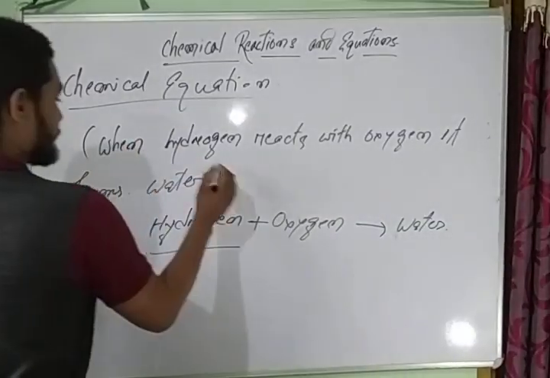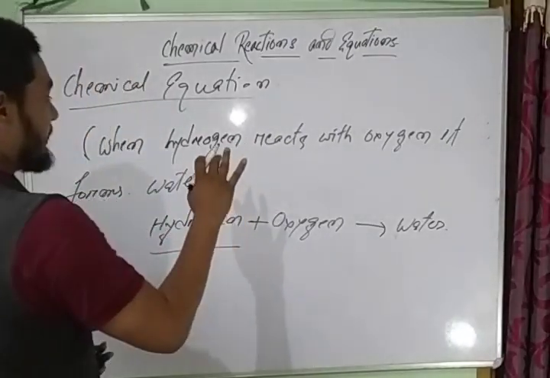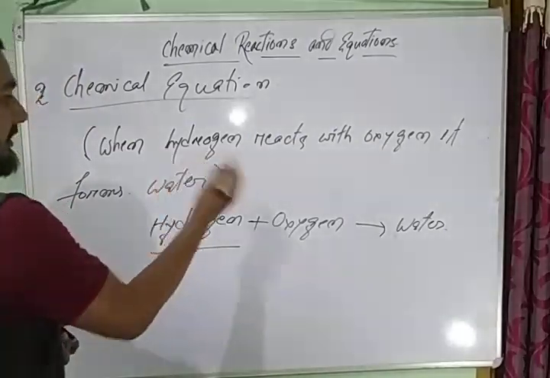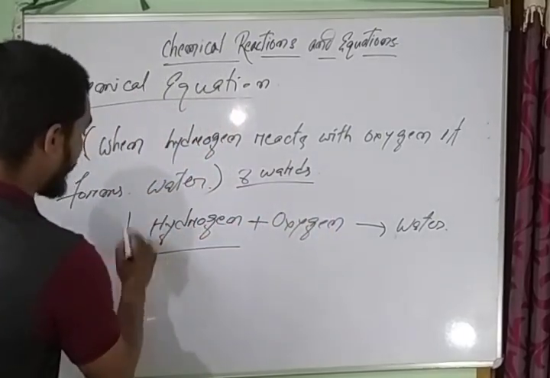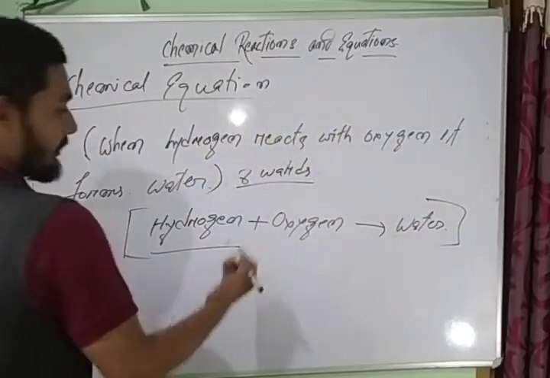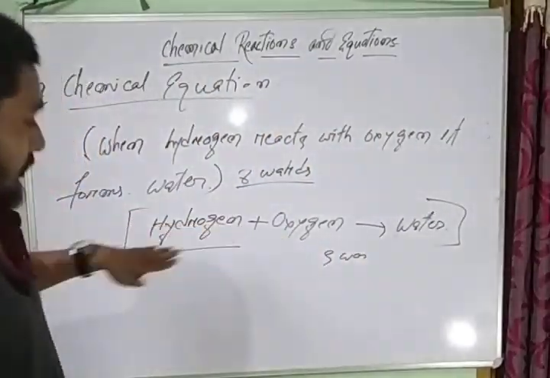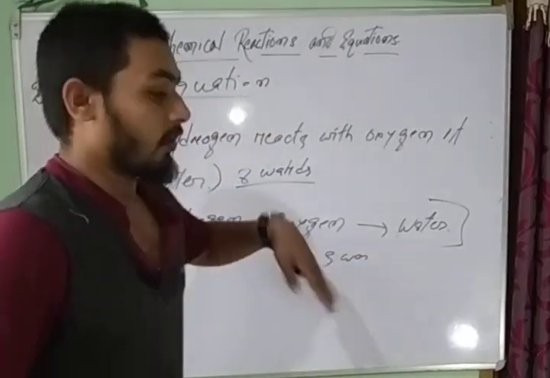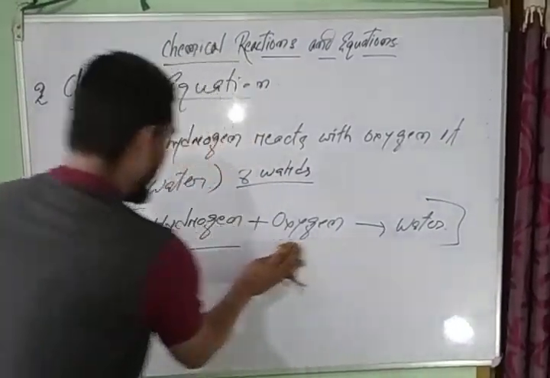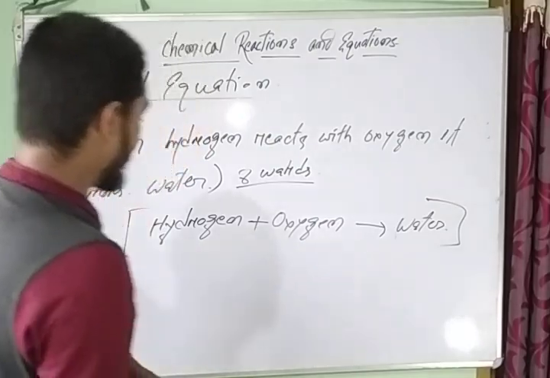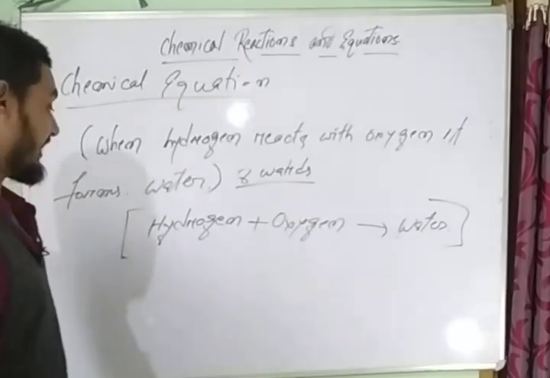This is a sentence statement. With the help of a sentence, we are explaining a chemical reaction. Here eight words are there. But this is a word equation. Here only 1, 2, 3. Only three words. This word equation can also be written in a more concise, more simple way, simply by using the chemical formula of hydrogen and oxygen. This will be more simple and concise.